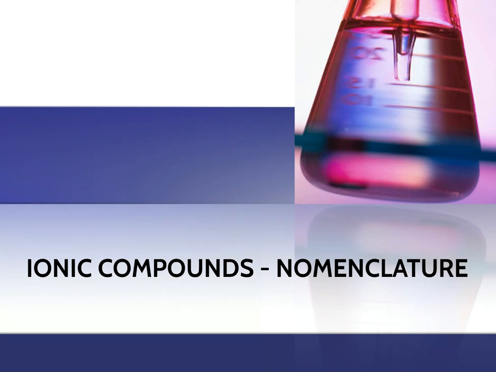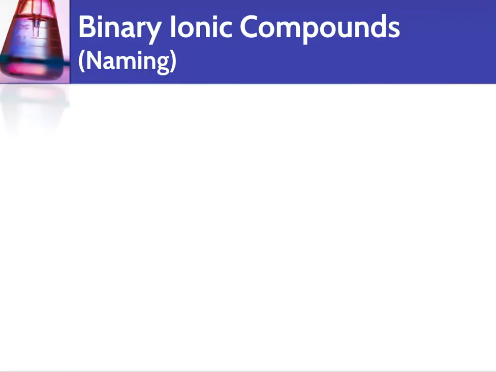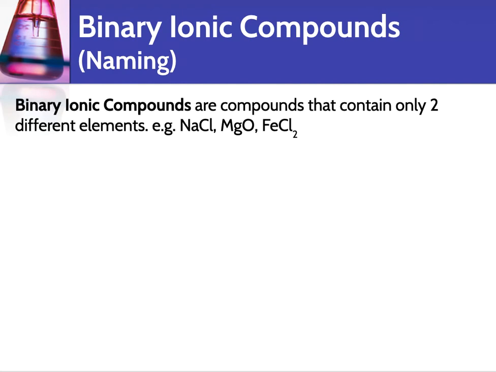In this lesson, we're going to look at how to name various types of ionic compounds using the IUPAC method. So the first type are the binary ionic compounds. Binary ionic compounds are compounds that contain only two different elements. Not necessarily just two atoms, but two different elements. Examples: NaCl has sodium and chlorine, MgO, magnesium and oxygen, and then FeCl2, iron and chlorine.